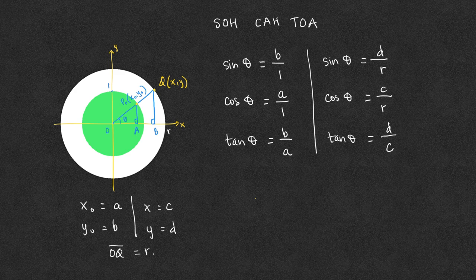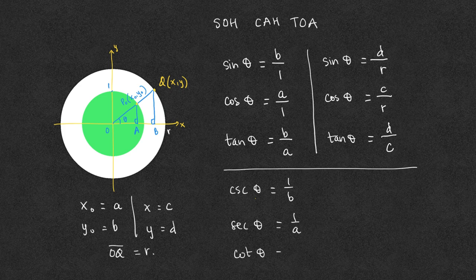Now, to get the remaining trigonometric functions, we simply write the reciprocals. For cosecant, using the smaller triangle, cosecant of theta is 1 over b. Secant of theta is the reciprocal of cosine, which is 1 over a. And cotangent of theta is the reciprocal of tangent, which is a over b.